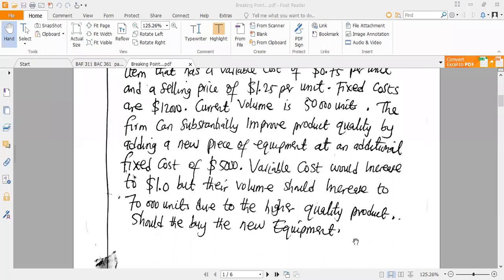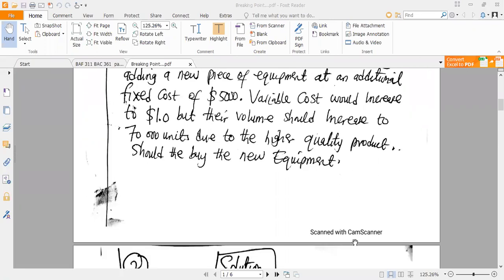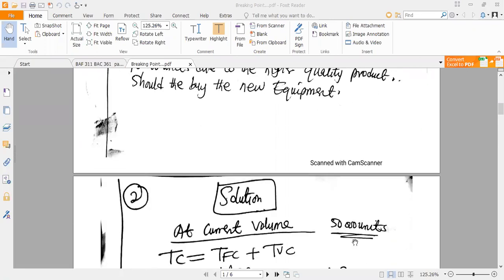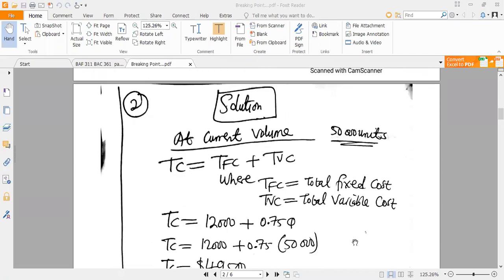In order for us to know if they should buy the new equipment, we are going to carry out an analysis to see whether the profit will increase as a result of having that new equipment, or whether the profit will actually be the same. Okay, so what we are going to do now is look at the solution.